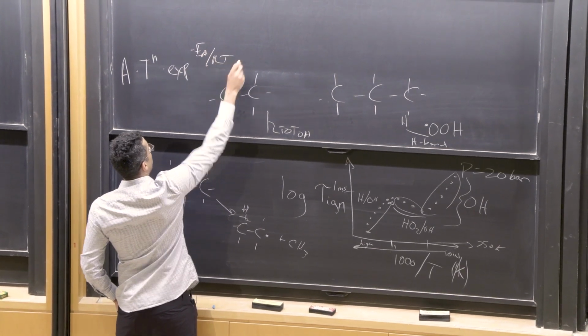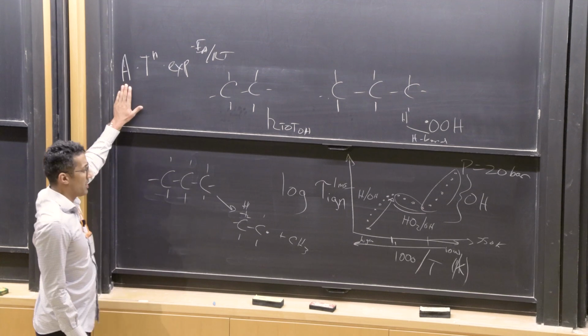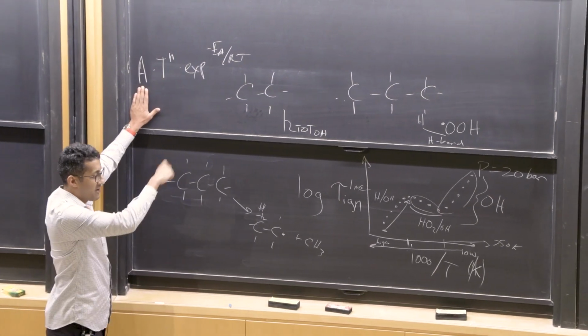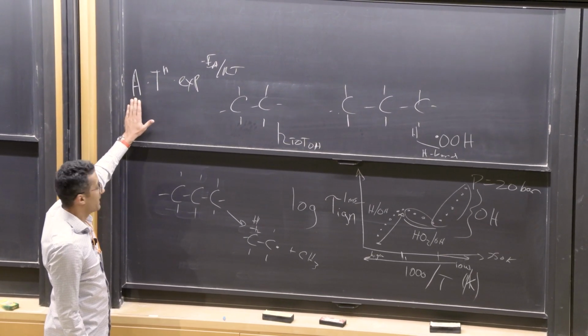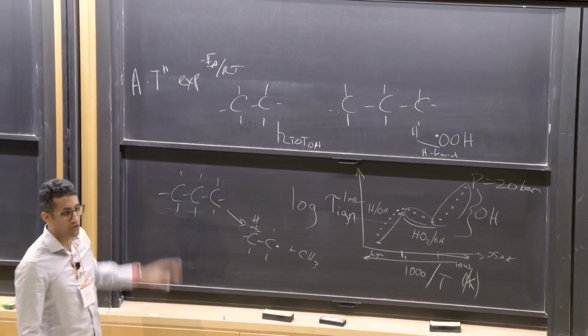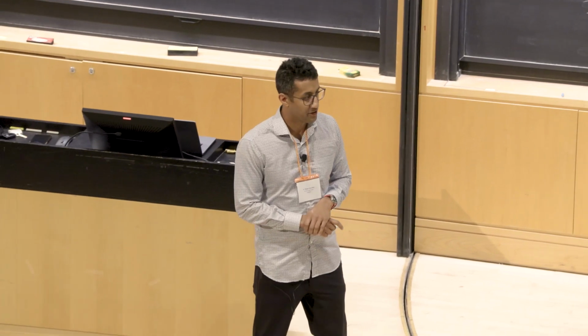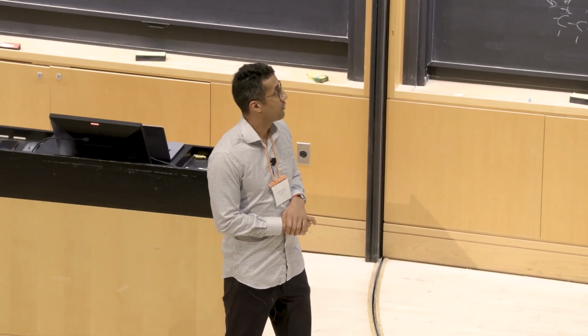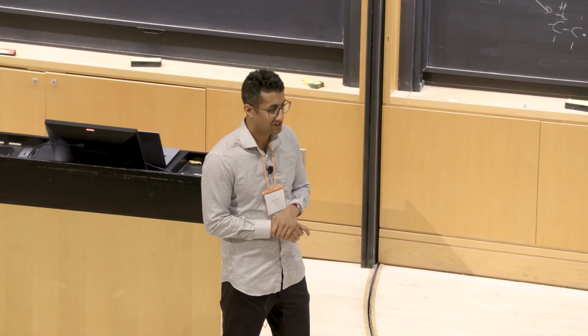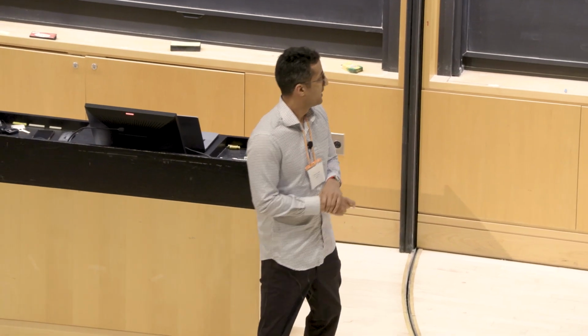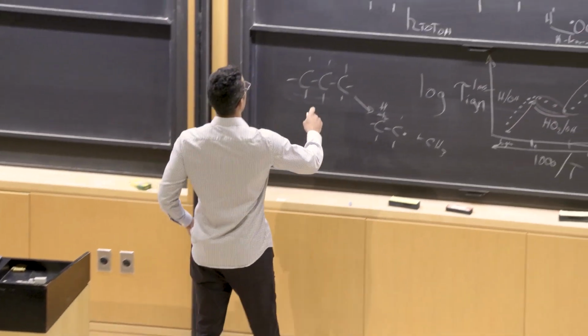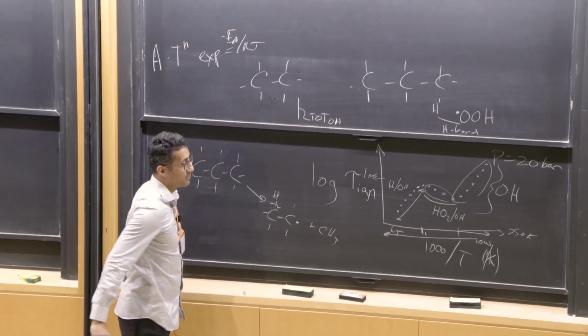Again, these are simple rules of thumb. They say a radical abstracting a hydrogen from another molecule, the A factors and the n's, the pre-exponentials, should be roughly the same, because it's governed by collision theory and so on. Again, it's just an approximation. It's not necessarily true, but this is the assumption they make. And they say the only thing that should change is the activation energy of the reaction.